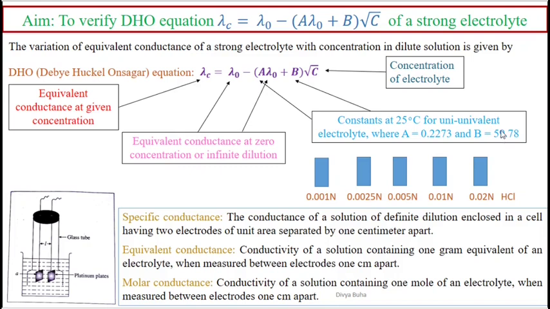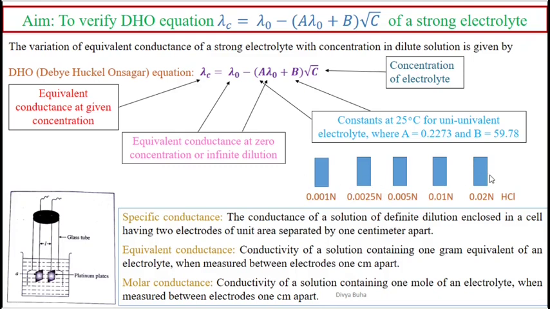Uni means same. Okay, so for this practical we require a univalent strong electrolyte. So you can either take HCl, KCl, or NaCl, right? So first of all, you have to prepare a range of standard solutions of HCl. Over here you can see that the concentration of the first solution is 0.001 normal, the second one is 0.0025 normal, and similarly you have to prepare a range of solutions having different concentrations, right? So these are the dilute solutions of HCl.